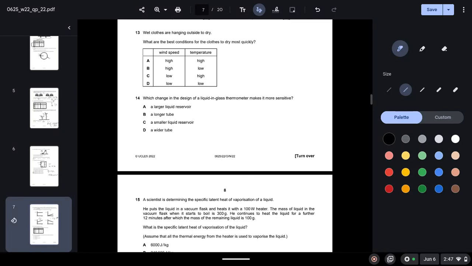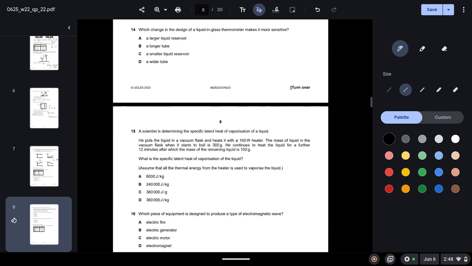Wet clothes are hanging outside to dry. What are the best conditions for the clothes to dry most quickly? So obviously the clothes will dry quickly if there is high wind and high temperature, which will increase the rate of evaporation. So A is your answer.